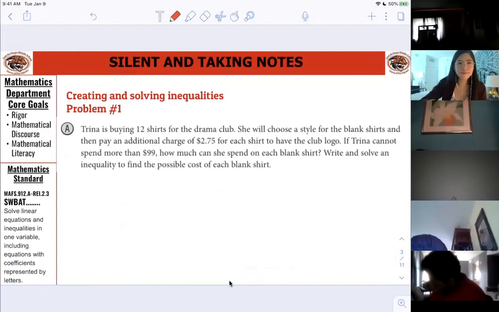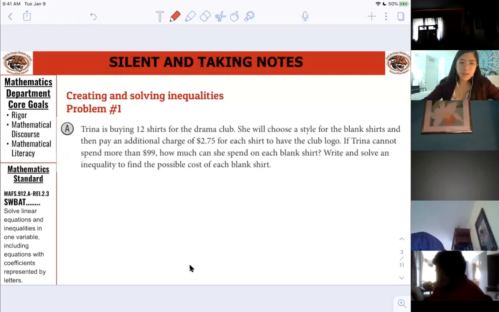Trina is buying 12 shirts for the drama club. She will choose a style for the blank shirts and then pay an additional charge of $2.75 for each shirt to have the club logo. If Trina cannot spend more than $99, how much can she spend on each blank shirt? Write and solve an inequality to find the possible cost of each blank shirt.